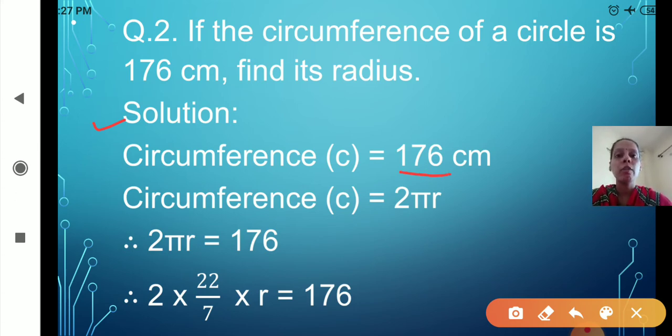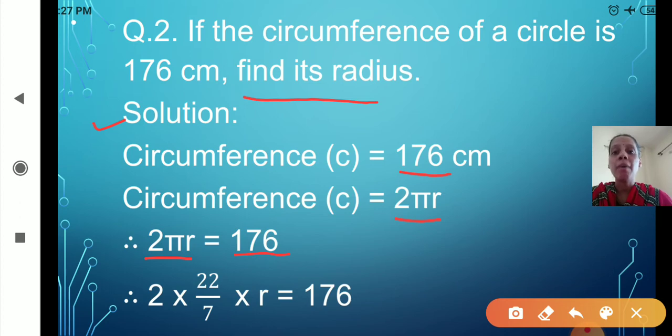So which formula you will use? C is equal to 2 pi r, right? You will not use the formula pi d. When we are using the formula C is equal to pi d, when we have to find out diameter. Now in the question they ask to find radius, not diameter. So we will use only this formula, that is 2 pi r, because we have to find out radius. So circumference is equal to 2 pi r. Now we will put the values. Circumference is 176 and 2 pi r.